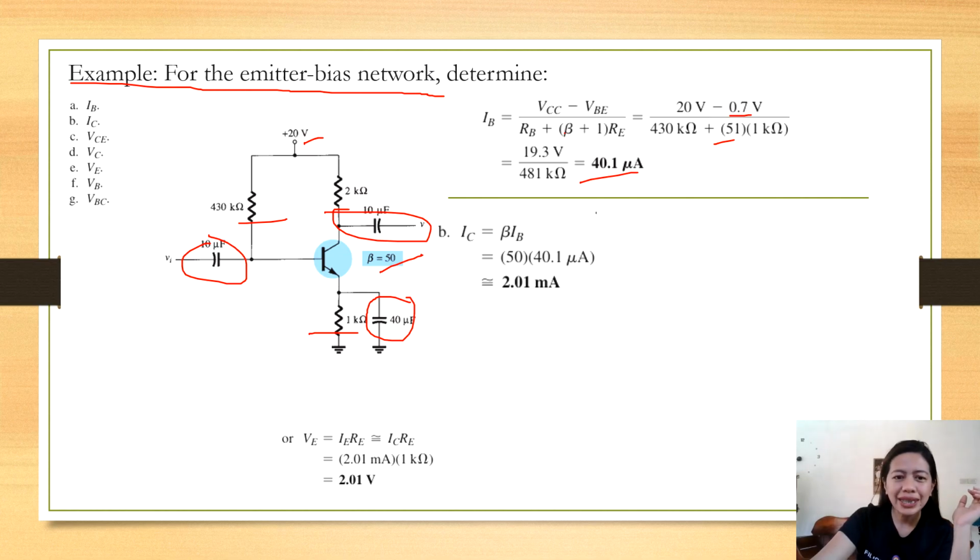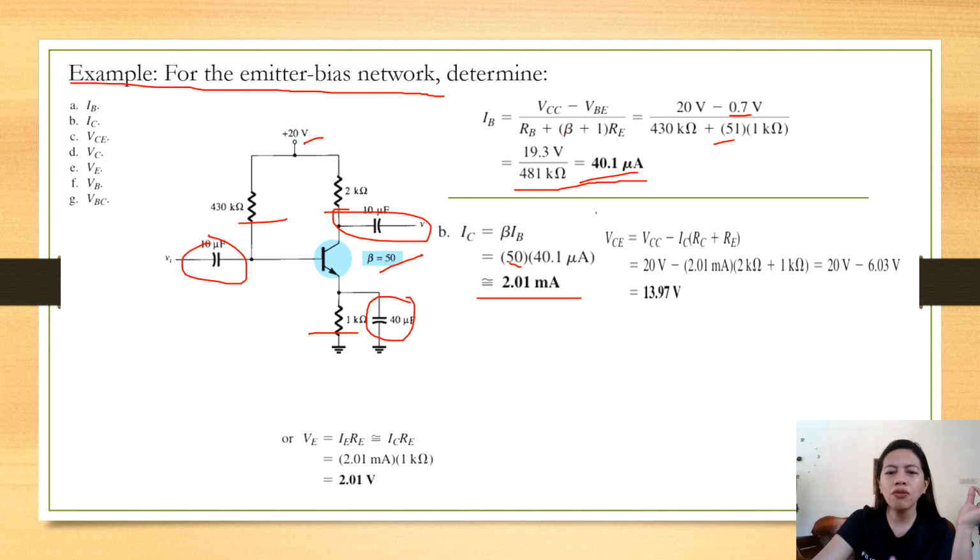Next is how to solve the IC. IC is just beta IB. This is a formula you need to memorize. So beta is 50 times IB as solved here, that's 40.1 microamperes. So IC is now 2.01 milliamperes.